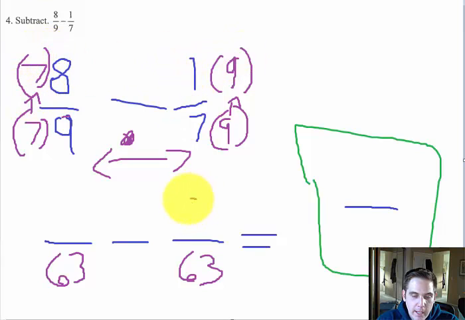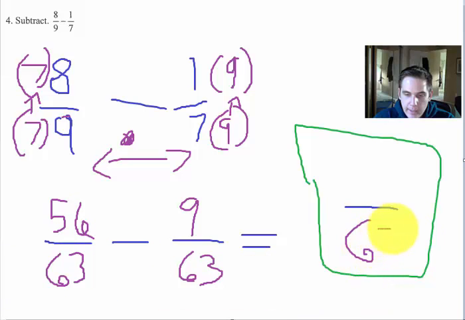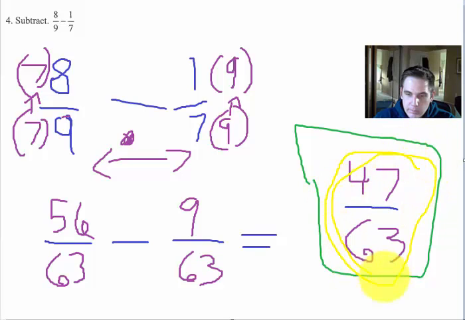So 9 times 1 is 9, nice and easy. 7 times 8 is 56. And then 63 on the bottom, so we're going to keep that there. And then 56 minus 9 is going to equal 47. And that's your answer. You can check it for yourself, but they do not have a greatest common factor.